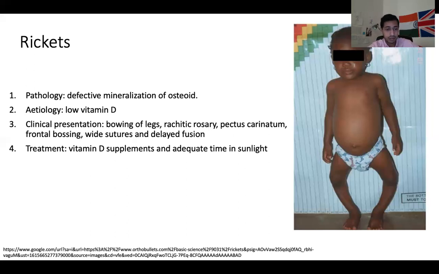How can we treat Rickets? So obviously, as you know, the disease is caused by low vitamin D. And so the easiest way we can combat Rickets, or prevent Rickets, is by having vitamin D supplementation and also adequate time in sunlight. And why do we need adequate time in sunlight? That's because sunlight will activate 25 hydroxylation by the liver, and then further hydroxylation by the kidney to synthesize the vitamin D.